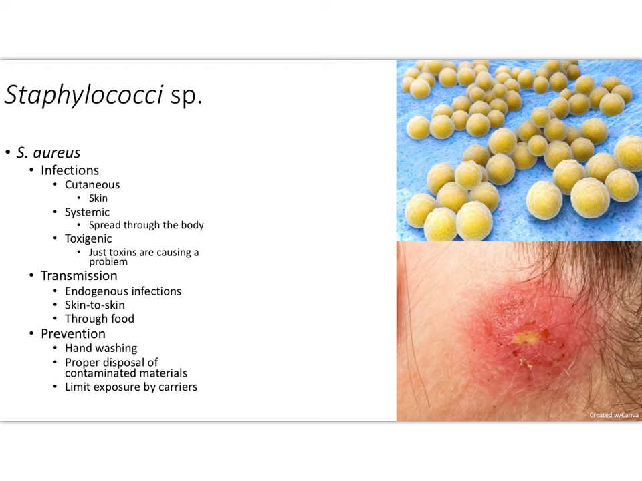So when we look at staph infections, we kind of group them into three main categories. The first one being cutaneous infections. These are skin infections. Usually they're fairly localized infections, meaning they haven't spread too far.